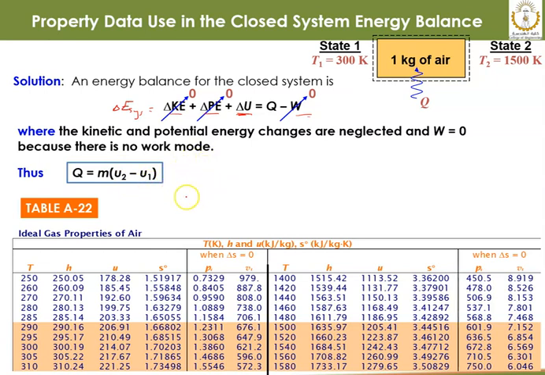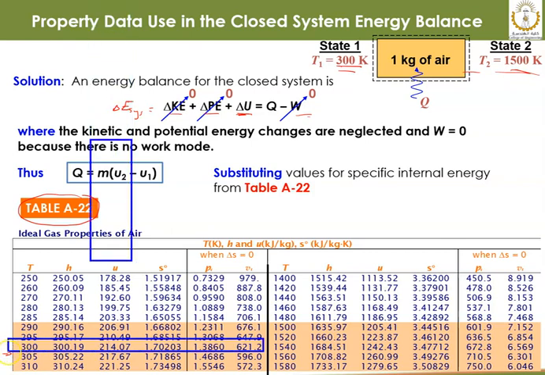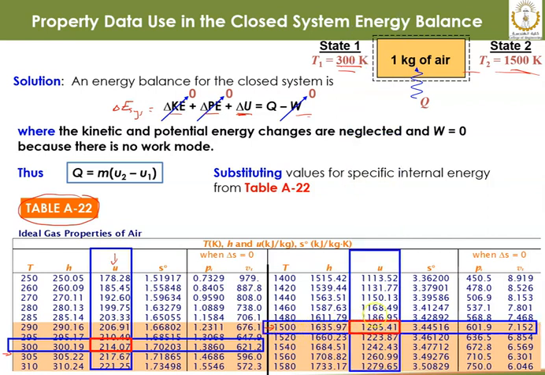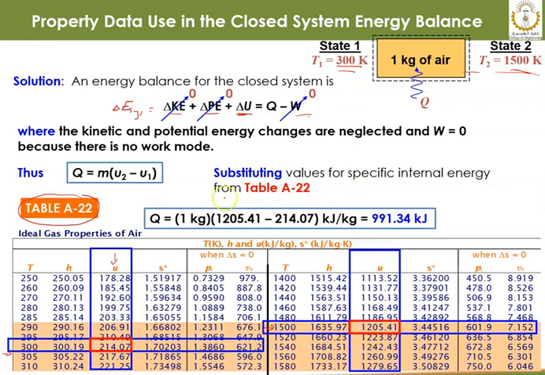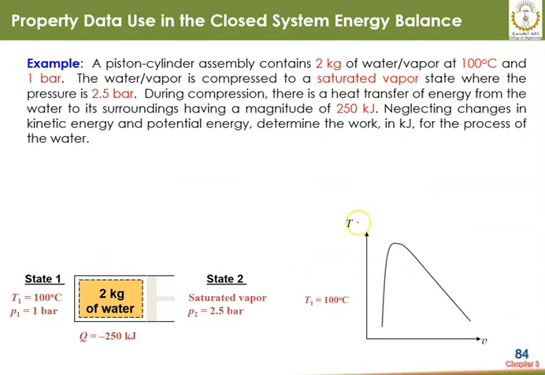We assume air as an ideal gas, so we can go to table A22, which is the ideal gas properties of air. We have the temperatures T1 300 and T2 1500. This here is 300, and that will give us U, and this here is 1500, and this is the value of U. So we simply substitute here. We have the mass as 1 kilogram, and we can find this in kilojoules. So straightforward, almost.